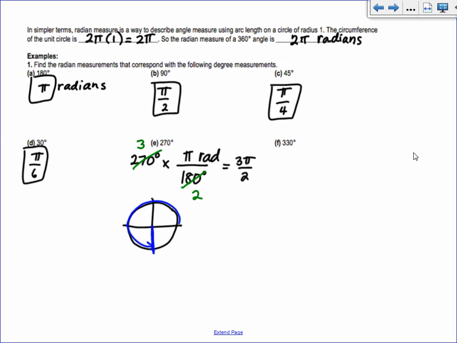All right, 330. So let's try the same thing. So if I have 330 degrees, and I multiply by pi over 180, right? It reduces. I could divide by 10, so the zeros are gone. So then I still have 33 pi over 18, and that will go down a little bit more. So what can I divide by? 3? Yep, so I get 11 pi over 6.